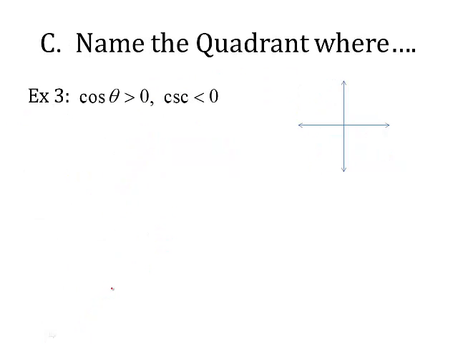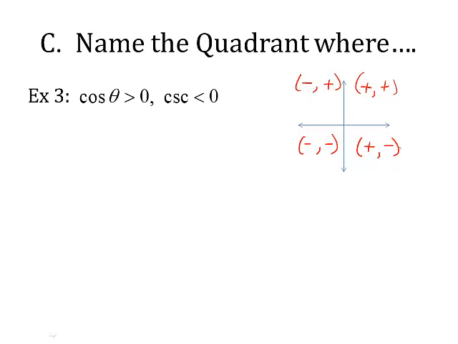All right, the last section has to do with the signs and the quadrants. Let's think through your 4 quadrants. Over here in quadrant 1, your x's are positive and your y's are positive. Quadrant 2, your x's are negative, your y's are positive. Quadrant 3, x's are negative, y's are negative. Quadrant 4, x's are positive, y values are negative.